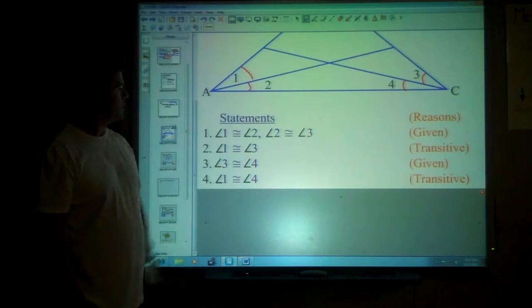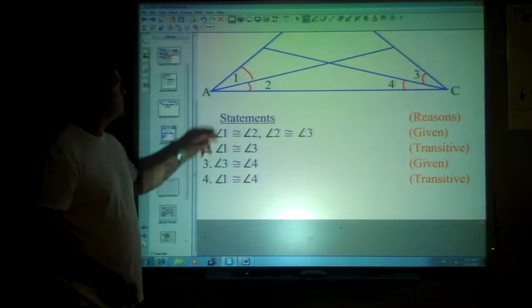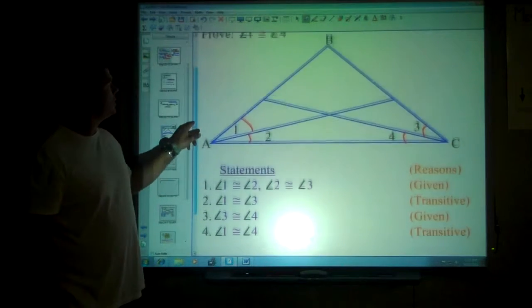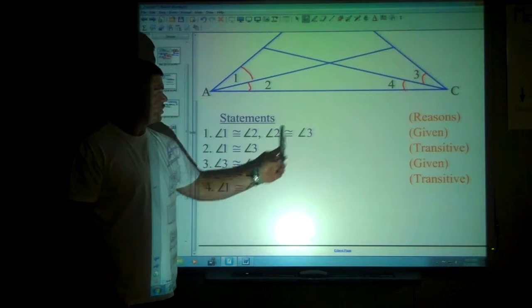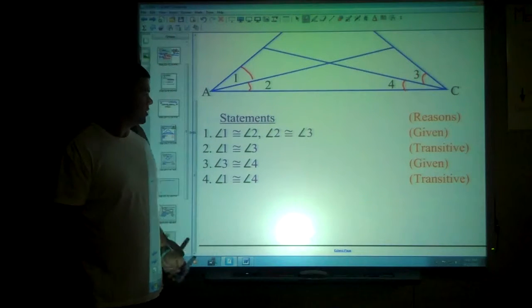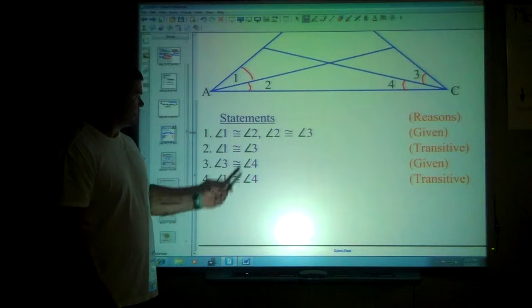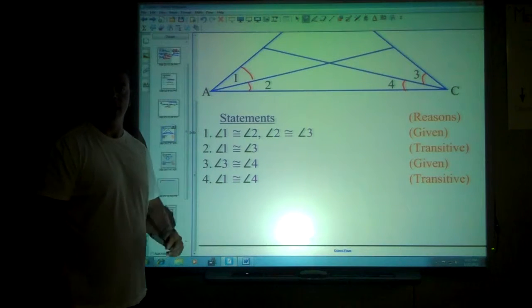And now that we have angle 1 is the same as angle 4, we're done. That's all we were trying to prove. Angle 1 was the same as angle 4. So again, we took the given information. We were able to cancel these out because of the transitive property. We took some more given information. We could cancel out the angle 3's because of the transitive property again.